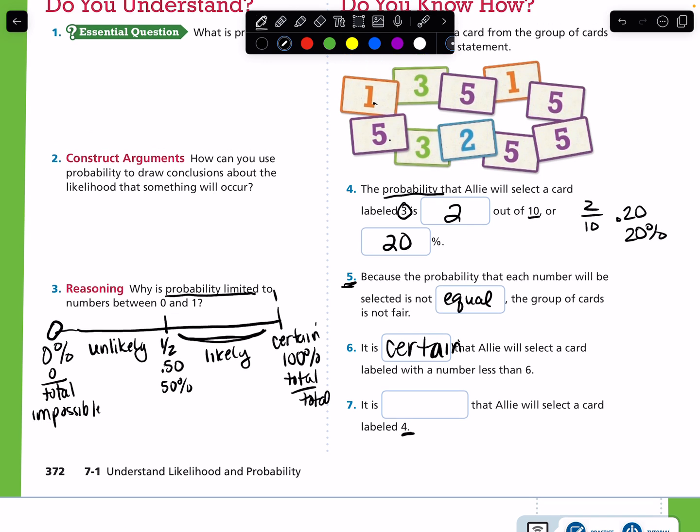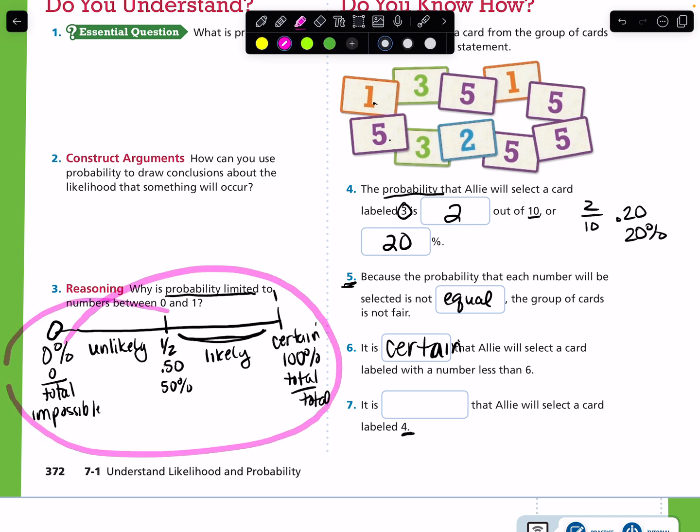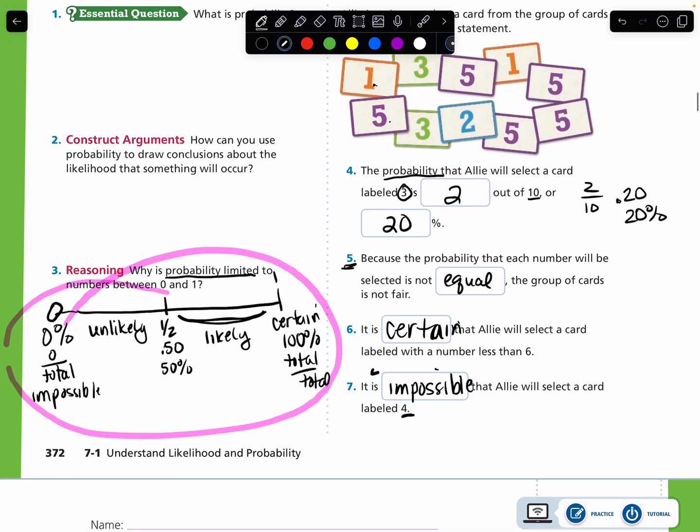Then it says it is blank that Allie will select a card labeled 4. So let's look for number 4s. Do we see any 4s up there? No. So I'm going to look over here to determine what word we're using. It's going to be, it is impossible that Allie will select a card labeled 4.